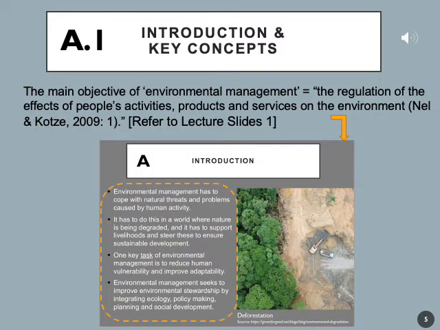You might recall from our first lecture that we looked at exactly this. What is environmental management? And we stated that the main objective of environmental management is the regulation of the effects of people's activities, products, and services on the environment. I've just included here a little screenshot of that first lecture where you can see where we touched on this, where we say one key task of it is to reduce the human vulnerability and improve adaptability.